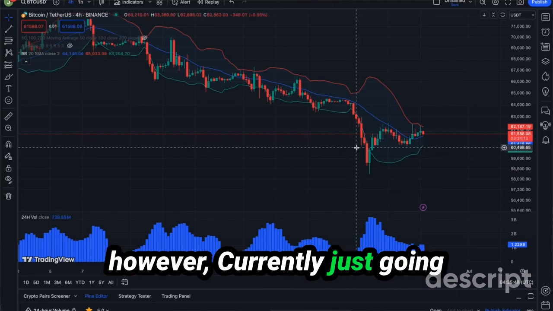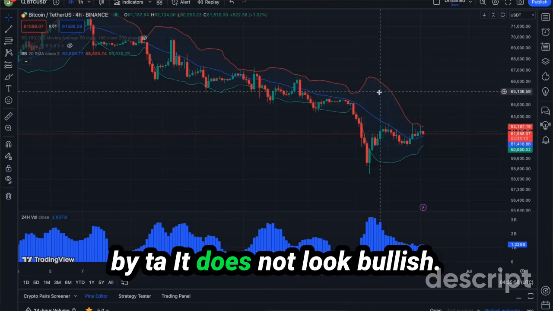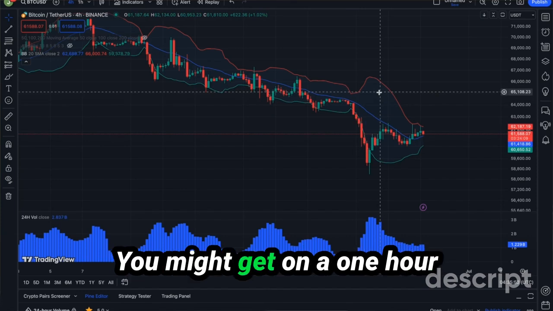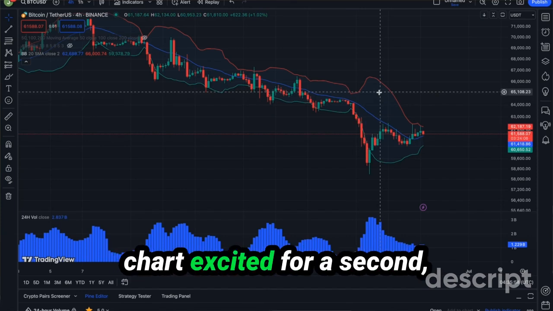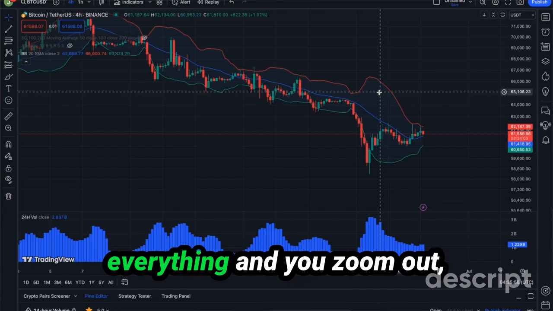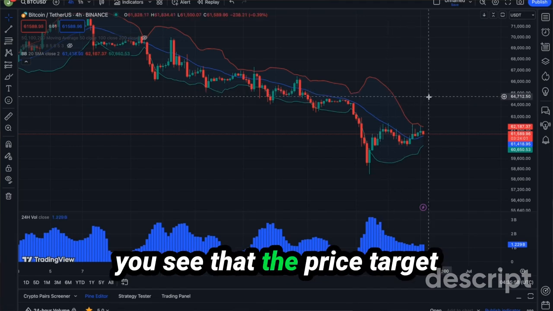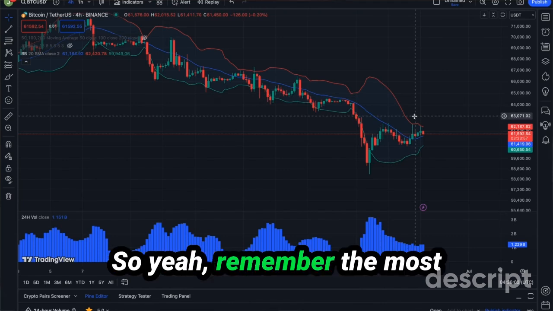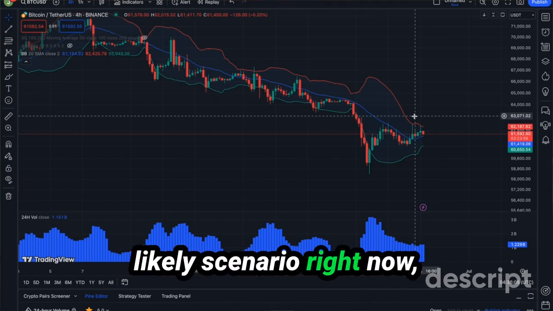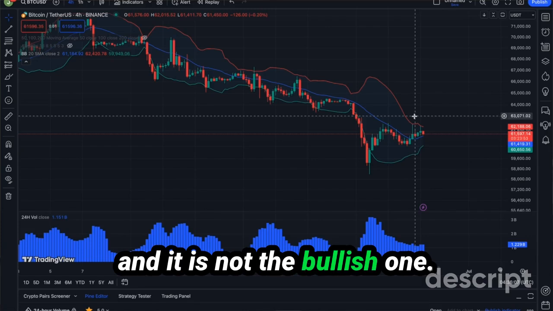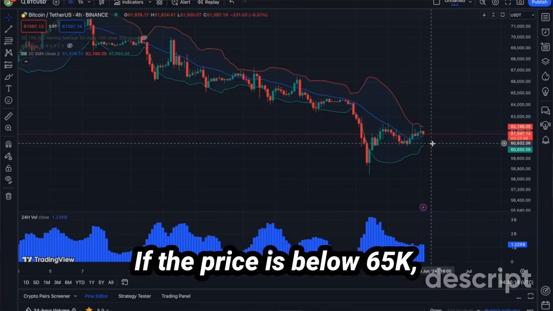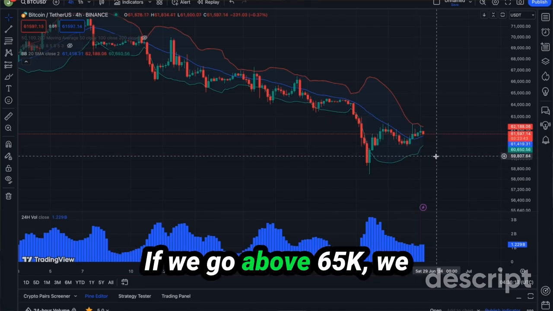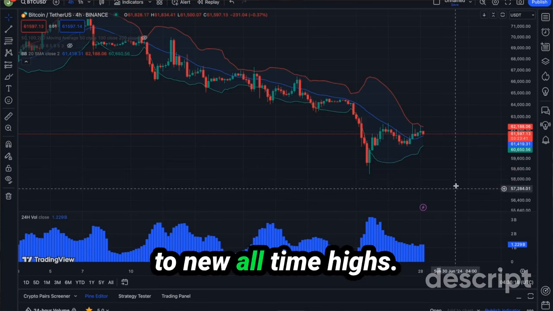However, currently, just going by TA, it does not look bullish. You might get on a 1-hour chart excited for a second, but then if you consider everything and you zoom out, you see that the price target has not been fulfilled yet. So yeah, remember, the most likely scenario right now is not the bullish one. If the price is below 65K, it can still be a trap. If we go above 65K, we might be on the way to new all-time highs.